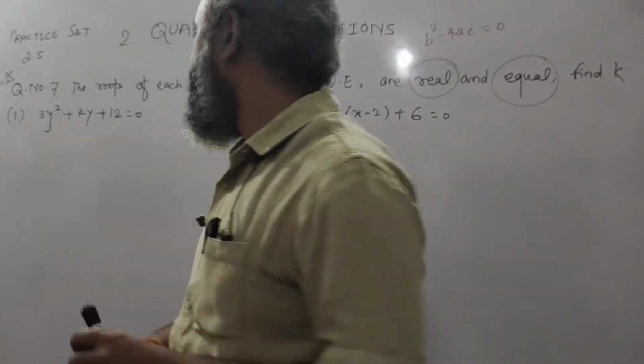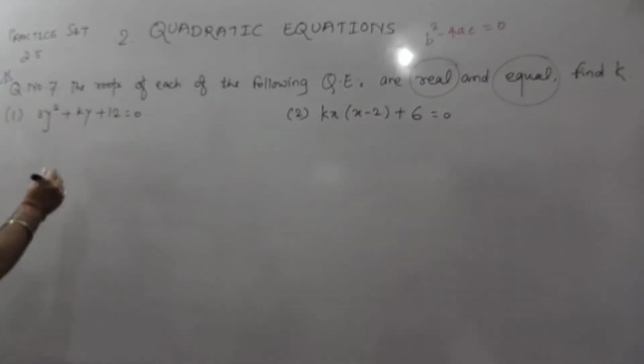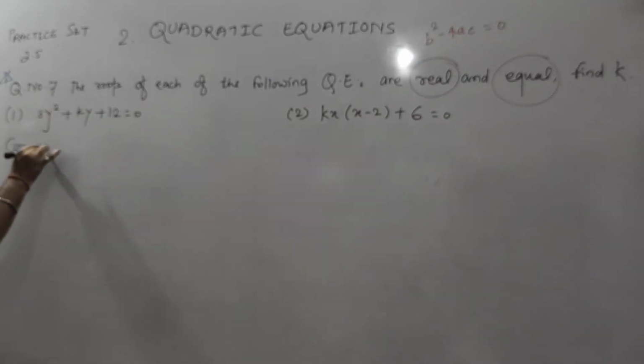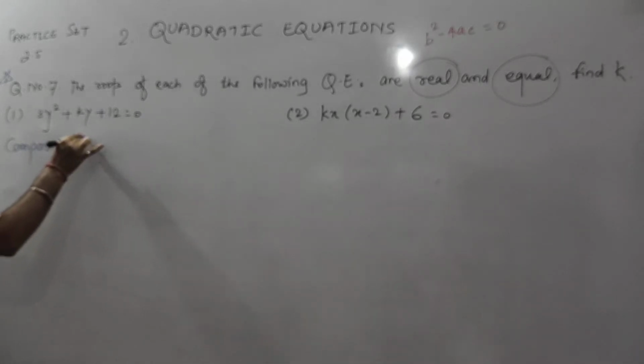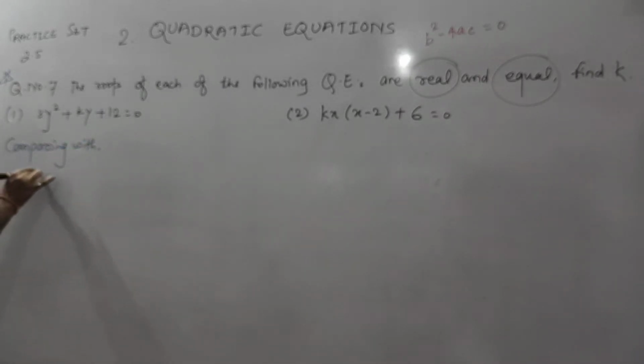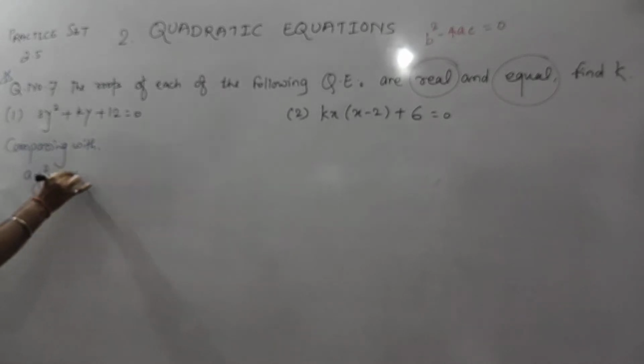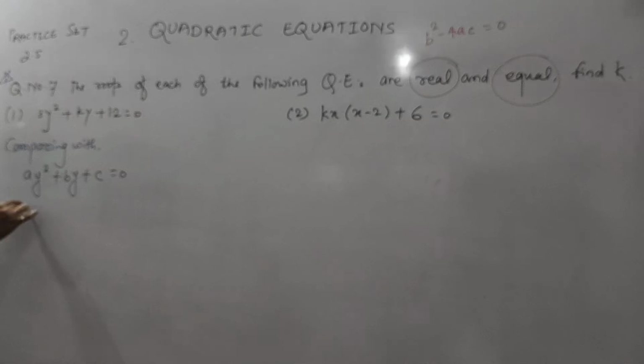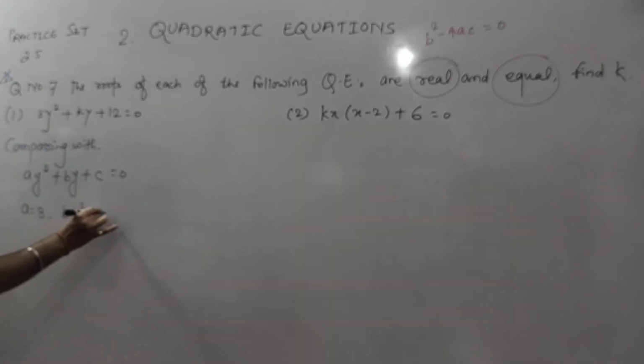So student, very first question is 3y square plus ky plus 12 is equal to 0. Compare this with the standard form, which is ay square plus by plus c is equal to 0. Therefore a will be 3, b is equal to k, and c is 12. There we will find the value of b square minus 4ac.